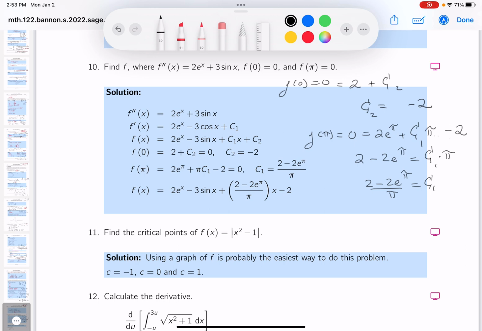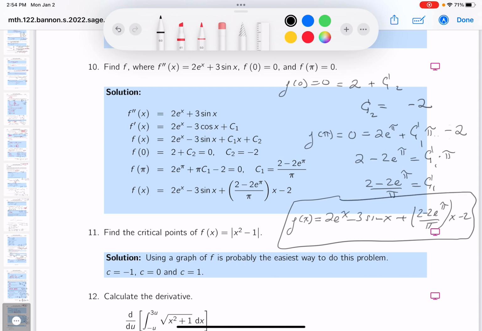So if you wrote that down, let's write that down, see what we come up with. So f of x is equal to 2e to the x minus 3 sine x plus c1. Well, I know what c1 is now. It's 2 minus 2e to the pi over pi, times x, plus c2, which is minus 2. I'll commit to this. Let's get a red pen out and see how we did. I'm looking at this, and I'm seeing that... Am I seeing that? I am. Yep, things are looking fine. We got it. Thank you.